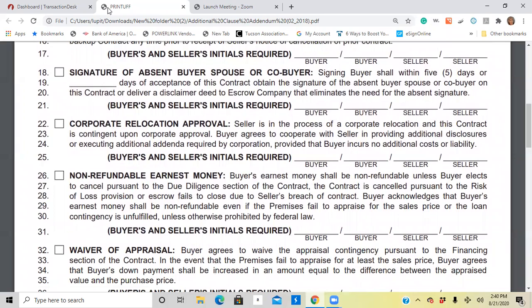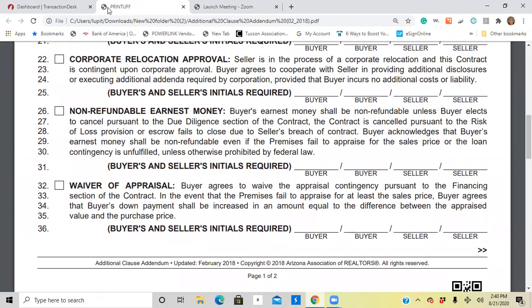Corporate relocation approval. Seller is in the process of a corporate relocation, and this contract is contingent upon corporate approval. Buyer agrees to cooperate with seller in providing additional disclosures or executing additional addenda required by corporation, provided that buyer incurs no additional cost or liability.